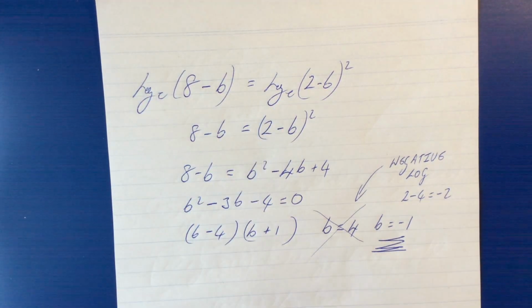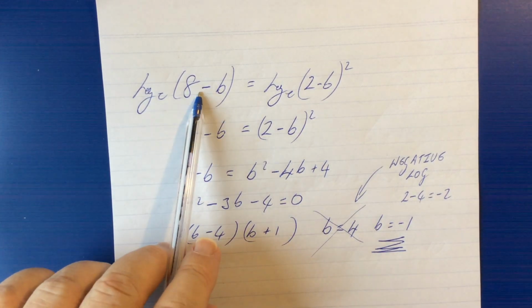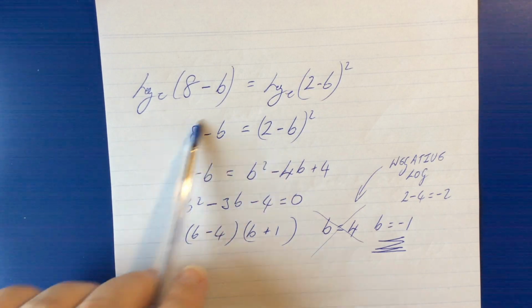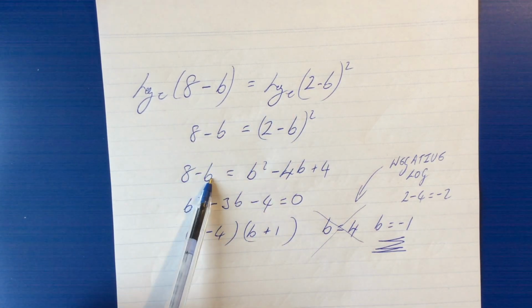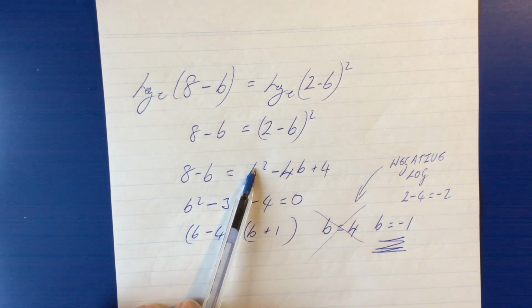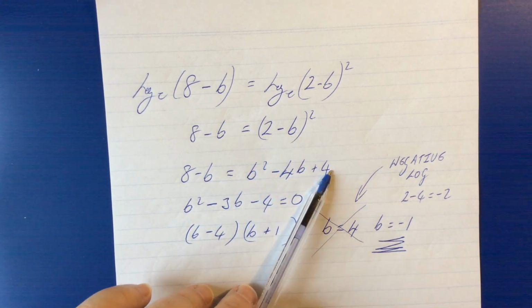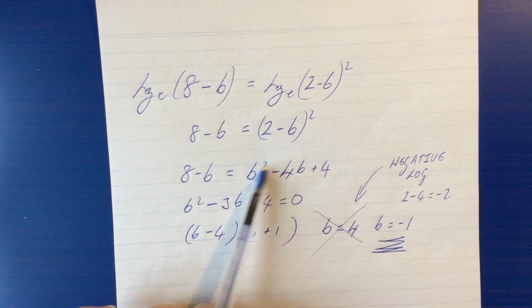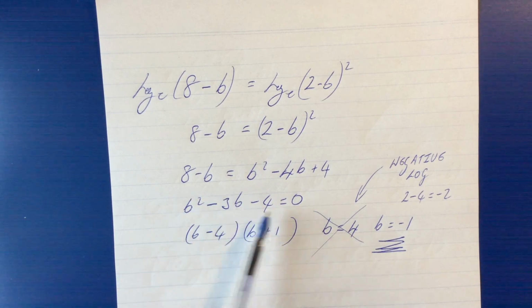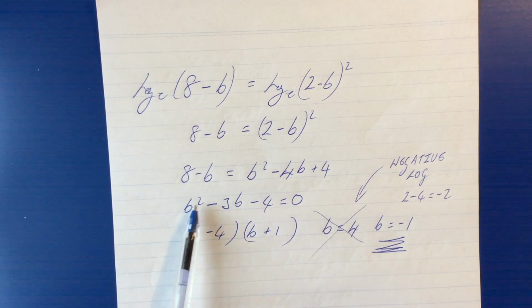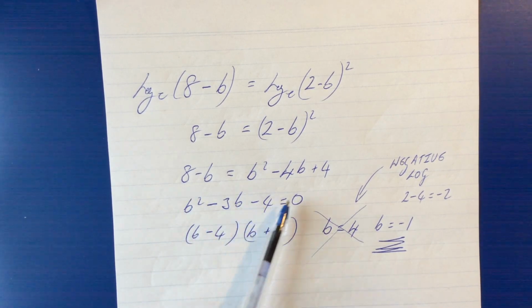Well, we've got log e on both sides. So what we can do now is we can simply solve this. So we have 8 − b equals b² − 4b + 4. That's this squared. This is a perfect square. This is our outcome. Tidy that up, and we get b² − 3b − 4 equals 0.